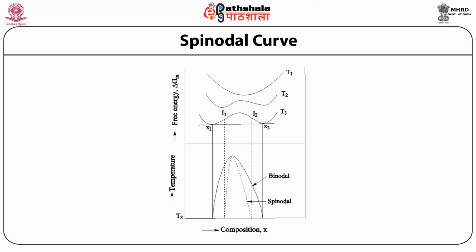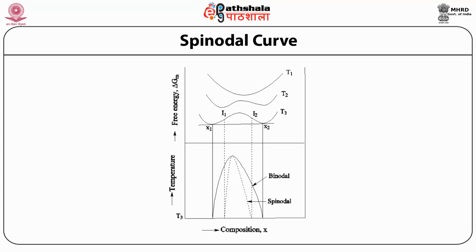In the lower diagram, one can see that the locus of the points of tangency at different temperatures is drawn. This curve has a dome-like appearance and is called the binodal curve. Also drawn is the locus of the points I1 and I2 at different temperatures, shown as a dotted curve within the binodal dome. This curve is called the spinodal curve.